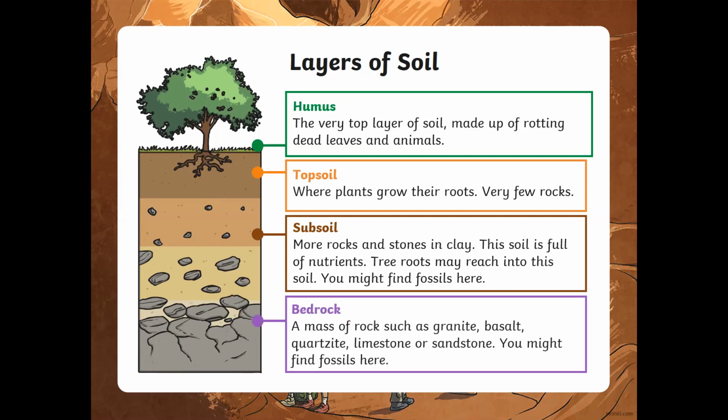And then lastly, we have the bedrock, which is a mass of rock such as granite, basalt, quartzite, limestone, or sandstone. You might find fossils here.